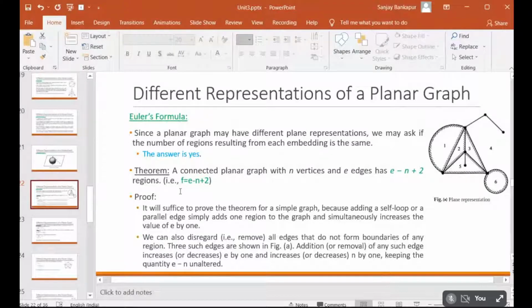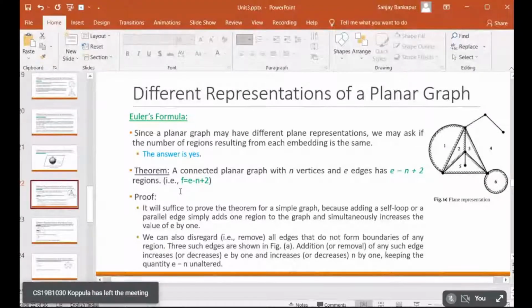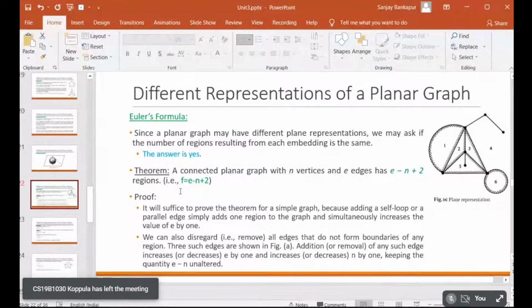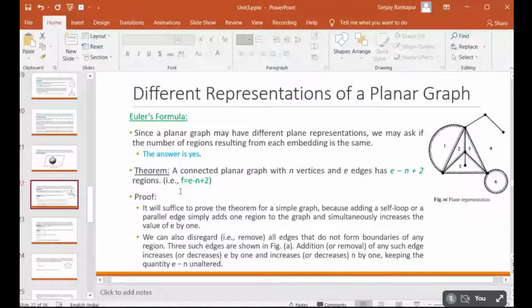Now we are still at regions. We are still trying to understand more about regions. So suddenly Euler comes into the picture. Euler's formula. Since a planar graph may have different plane representations, a very important point here, we may ask if the number of regions resulting from each embedding is the same. Now understand the question. Euler made a very good point here. A given abstract graph which can be embedded on a plane can have different representations, and in all the different representations, will the number of regions remain the same or not? It is okay to represent it however we want, and the number of edges and vertices are the same, but is the number of regions also the same?